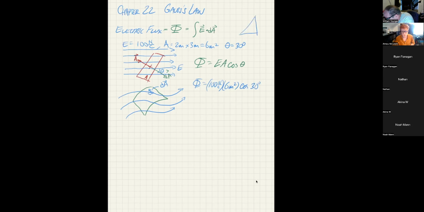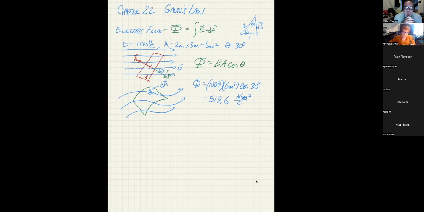Doing my special triangle over here. Here's the 60, that's opposite the square root of 3. Here's the 30, that's opposite 1. And here's 2 over here. So the cosine of 30 is root 3 over 2, which is 0.866. So this is 600 times 0.866. And I get 519.6. Notice the units, they're newton meter squared per coulomb. So that's a simple example of calculating the flux.